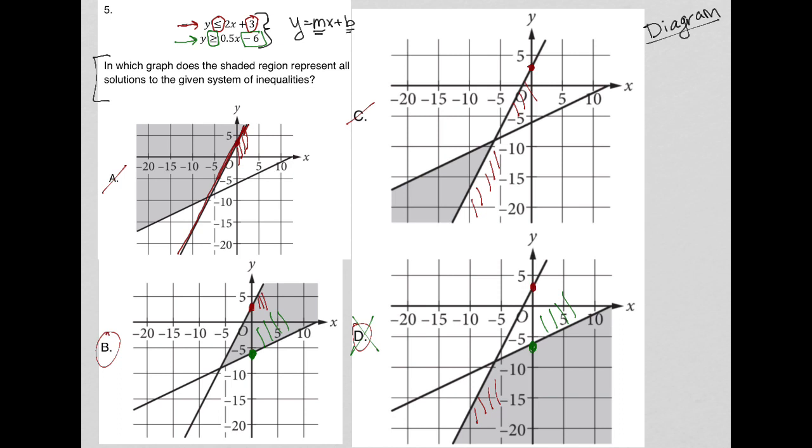So D is gone. B is the correct answer because the first graph, based upon the first equation, is less than or equal to, which means it shades down, which I'm using in red here. And for the second inequality, it's greater than or equal to, which means we shade up, which I'm using for green here. And you can see that's where we should be overlapping between the red and the green.